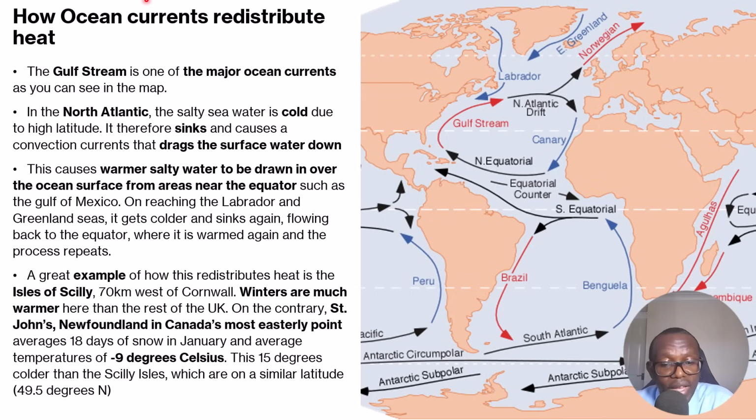So this area is about 15 degrees colder than the Scilly Isles here in the UK, despite the fact that the two areas are at a similar latitude. And the reason is the Gulf Stream. So ocean currents actually do redistribute heat across the Earth, and they have an impact on the areas that they come across.